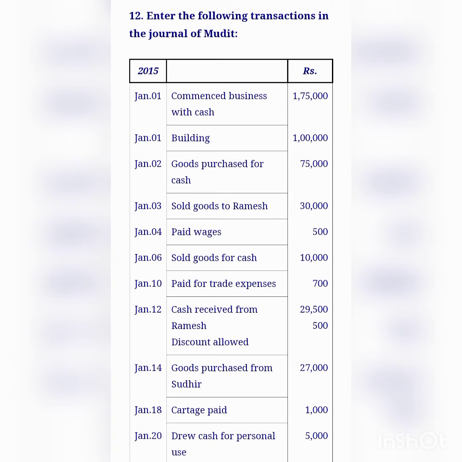Then Ramesh is a debtor. Debtor means asset. When asset increases, debit that account. Then credit sales account. The entry will be debtors, that is Ramesh's account debit to sales account 30,000 being goods sold to Ramesh. Then on January 4th, wages paid.